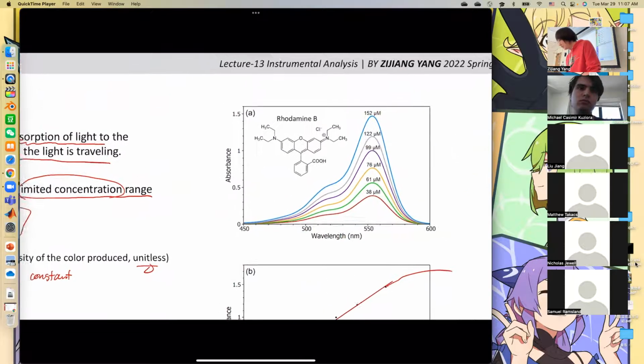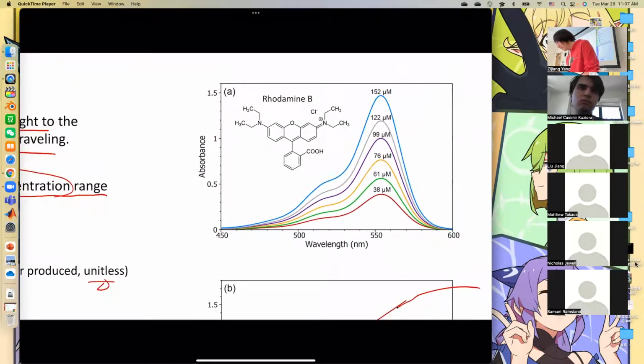And this picture shows the relation between wavelengths and absorbance. And here are the curves of different concentrations. We can see that as the concentration increases, the absorbance also increases, which is reflected by this picture. But we can also see that by using different lights with different wavelengths, the absorbance will also change.